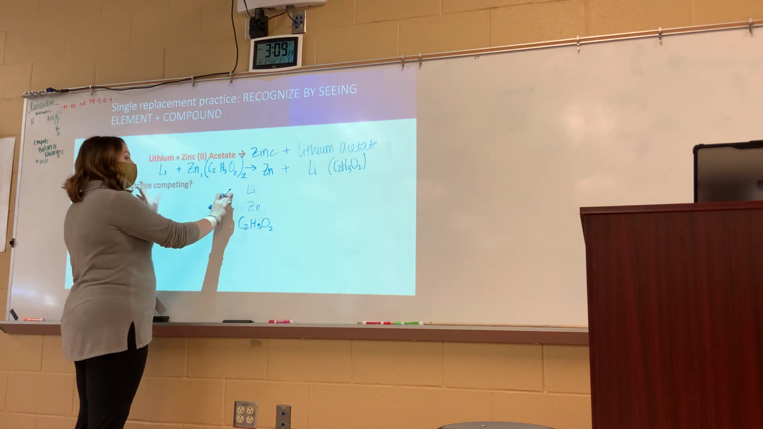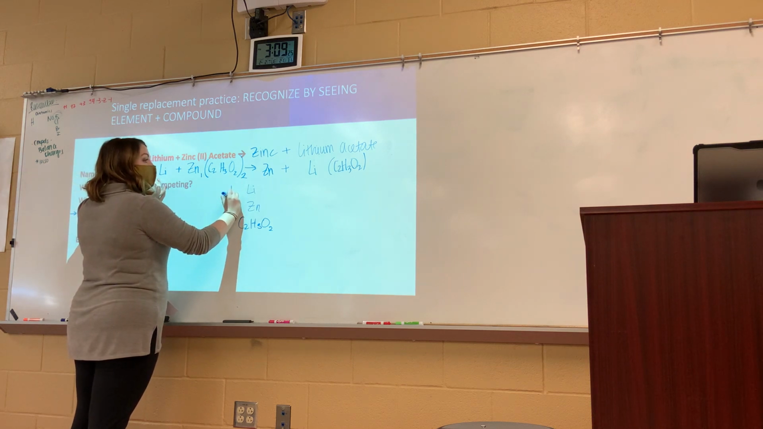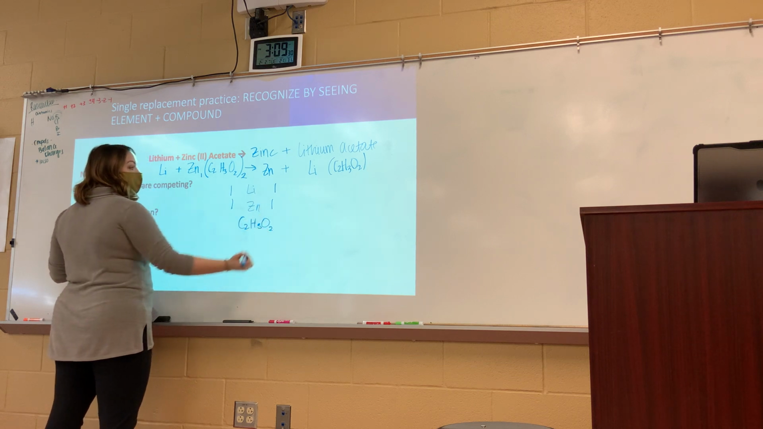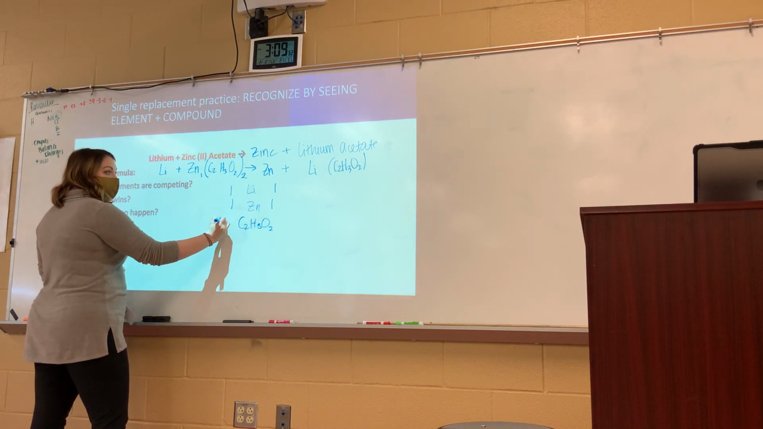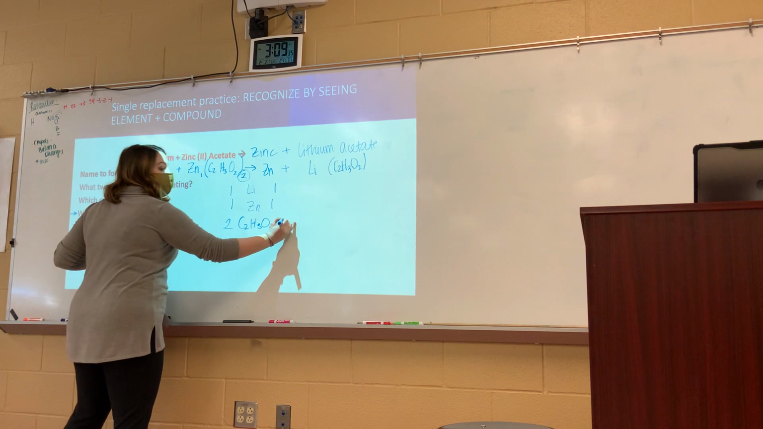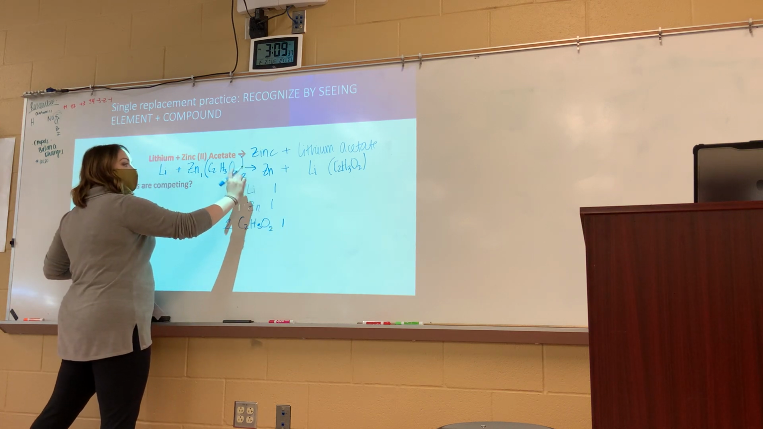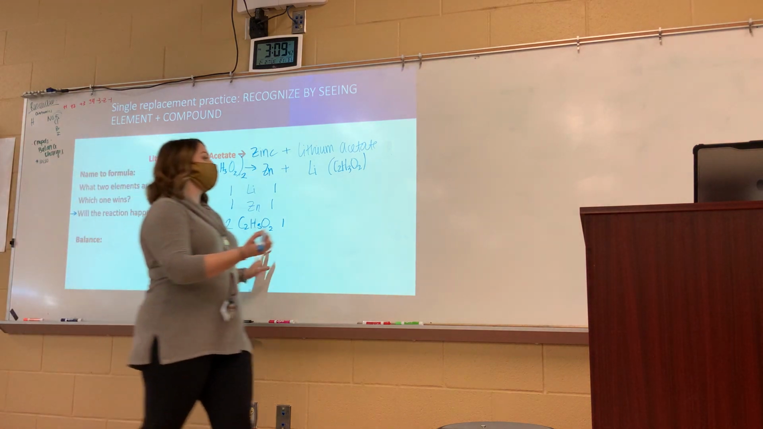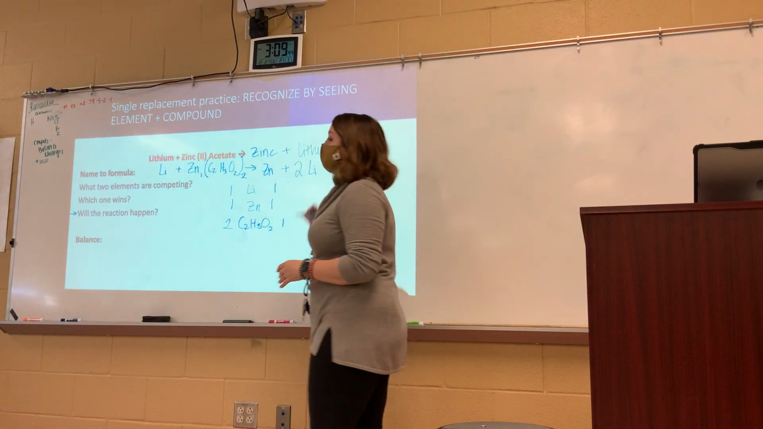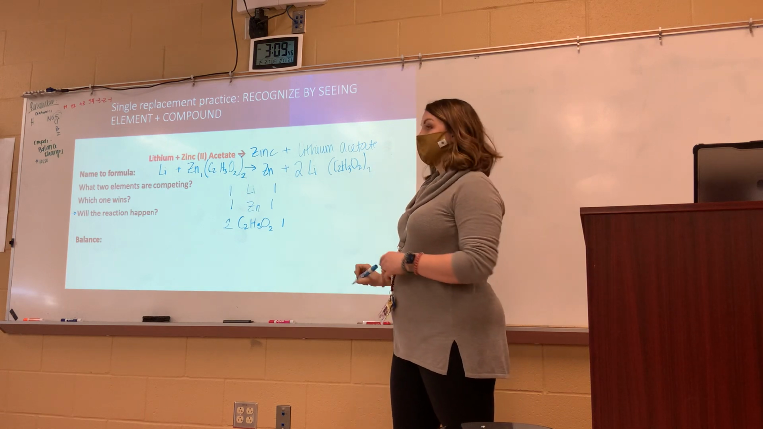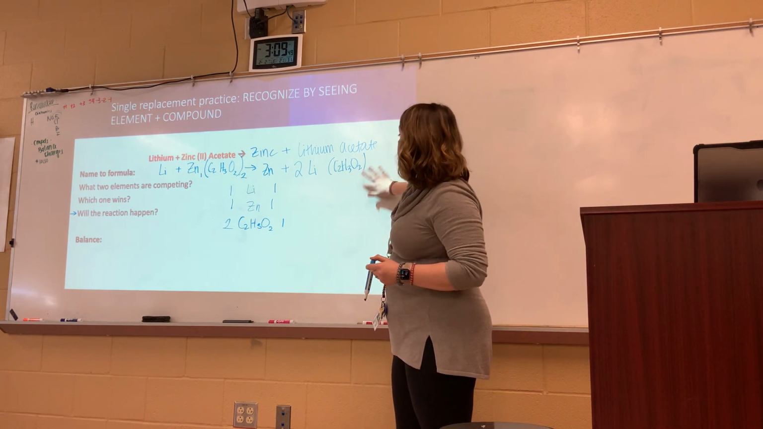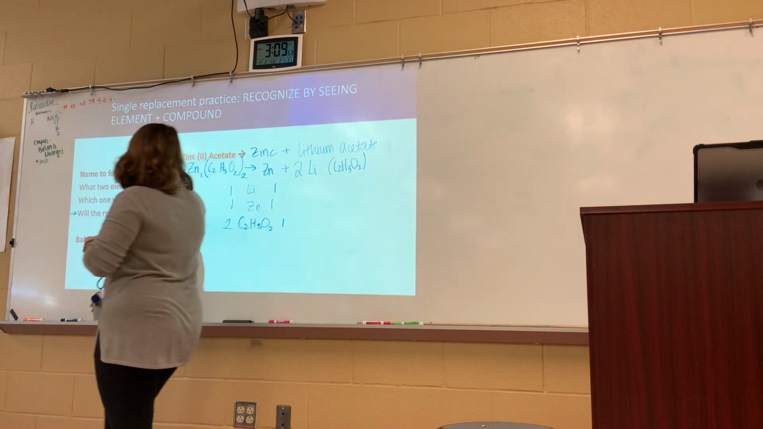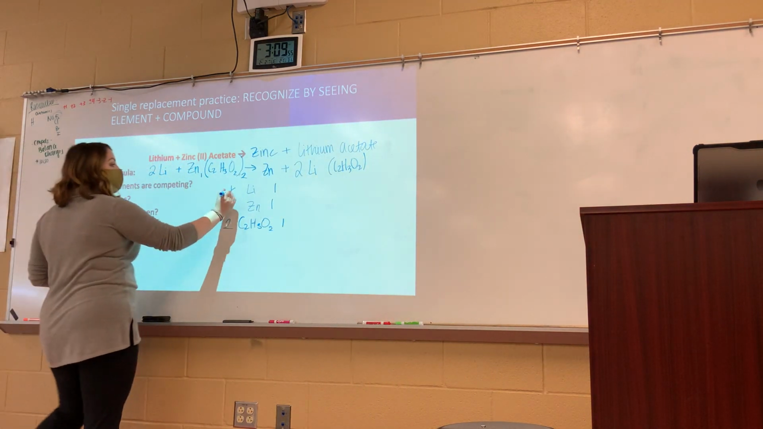Okay, so how many lithium going in? 1. Coming out, 1. Zinc, 1 and 1. Acetate, no. 2 and 1. So you put a 2 in front of lithium... No. Oh wait, yeah. Sorry, this side. Yeah, you put a 2 in front of this. Why can't I put a 2 here? Because it's a compound and you cannot change those subscripts. Then you would put a 2 in front of Li to change it.